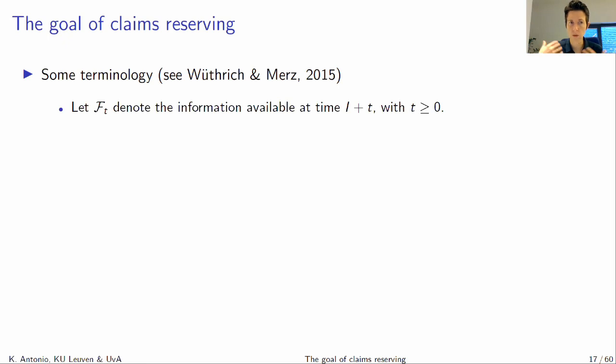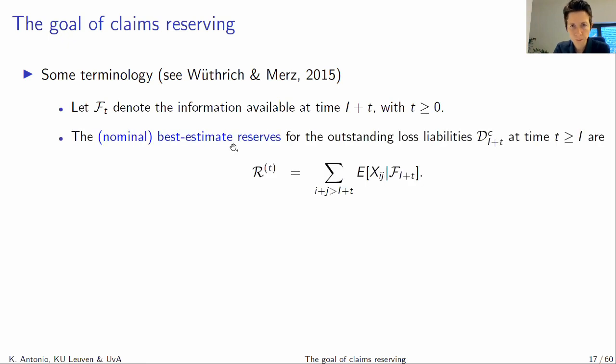In mathematics, we often denote that with a filtration, capital F here. But we can also let this filtration move over time. So we can ask what if I have an additional diagonal of information available? Then I can do the calculations again and predict my outstanding amount again, and so on. That's a bit of notation we can introduce for this. The whole idea is that, if we talk about a best estimate reserve, what we're going to try to predict is the expected value of a cell in the lower triangle.